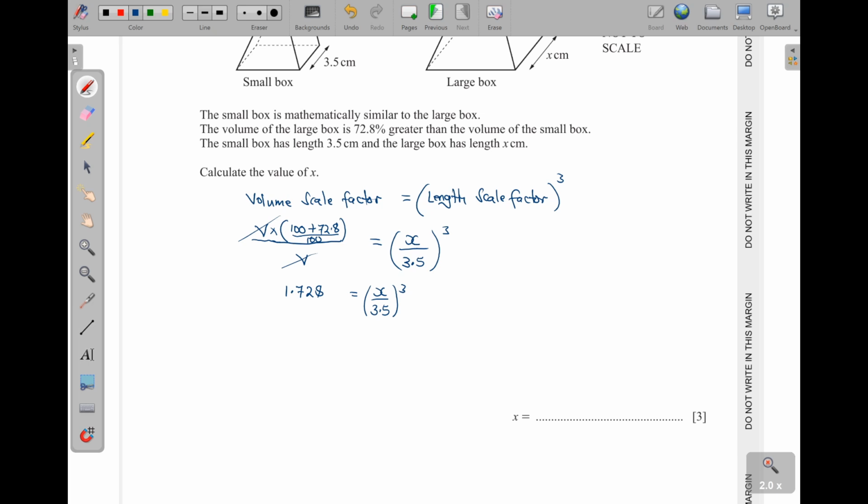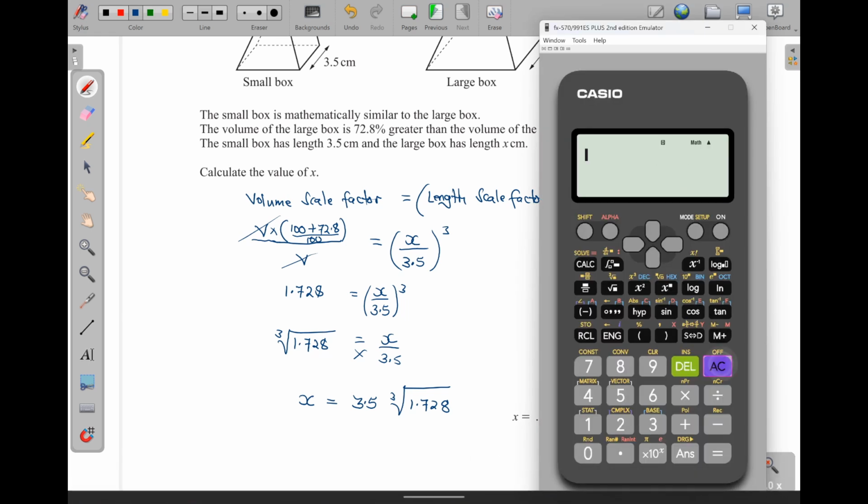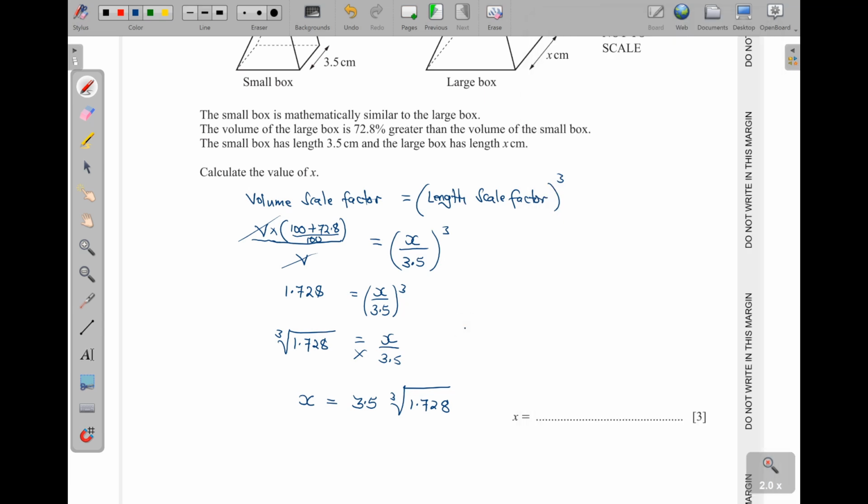Since I'm looking for x, then I'll take the cube root on both sides. So cube root of 1.728 then shall be equal to x over 3.5. And then I will cross multiply. So meaning x is going to be 3.5 times the cube root of 1.728. So putting this in the calculator, what do we get? 3.5 times this cube root of 1.728. So altogether is 21 over 5, which is 4.2. So we write our answer here as 4.2.